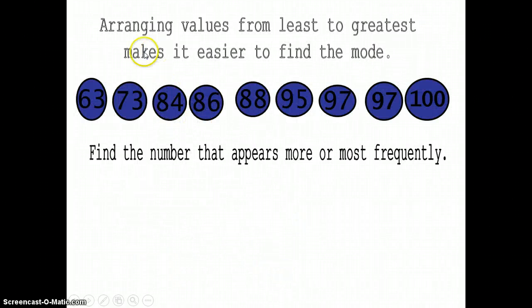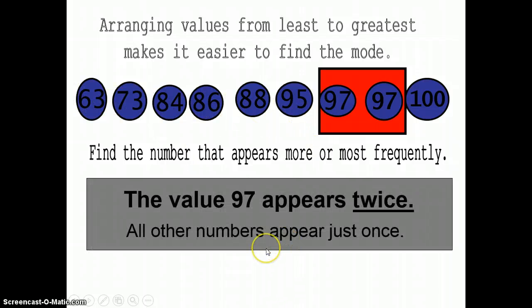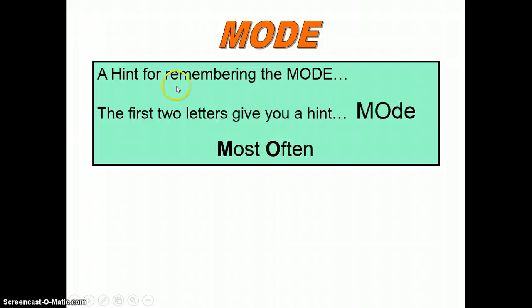All right, so again, I think it's easiest to arrange the values from least to greatest and find the number that appears most frequently. So in this one, 86, 84, 88, 95, 97 appears more often, twice, than any other. So the mode of this test score data is 97. And it's the only one that appears twice, so there's one mode. And again, here's my same hint. Mode, M-O, most often.